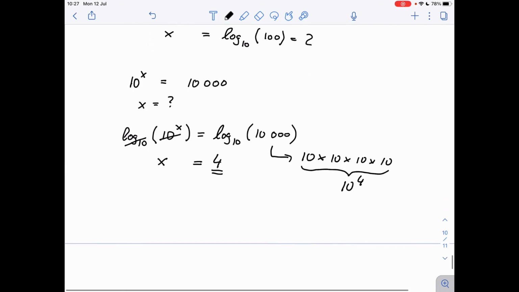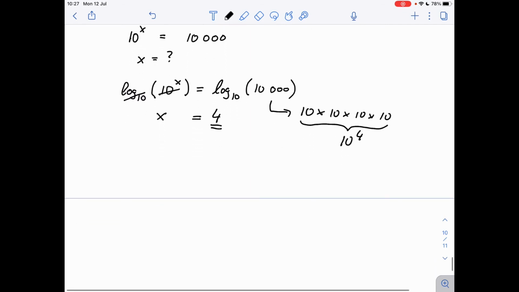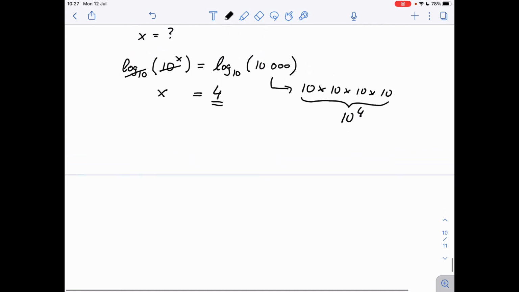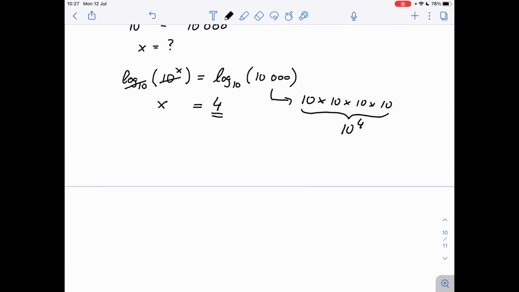Now, of course, you say, why do I need to fuss around with this log 10? Isn't it clear that 10 to the power of x, if this gives me a value of 10,000, that x equals 4? You're absolutely right. But we might run into a situation where we have numbers that are not so nice.